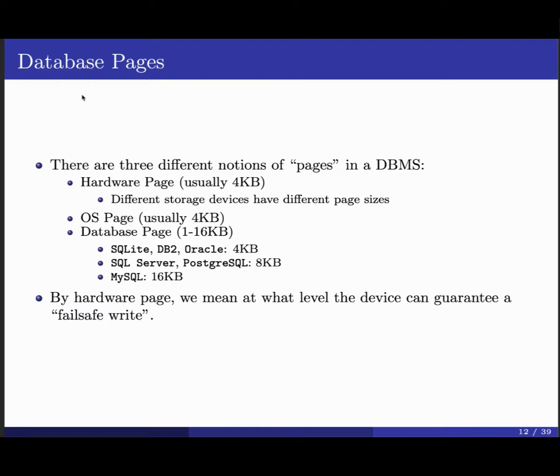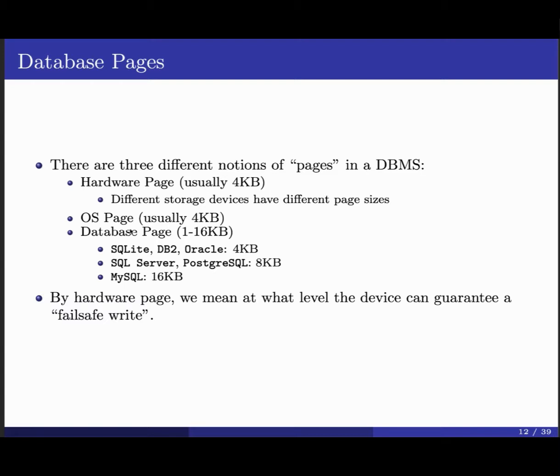We talked about the disk and how data can be stored in the disk. We assumed that the smallest unit from which we can retrieve data was the sector, but a sector is small. That's why we introduce what is called the page or the block. This is the hardware page, at a higher level, and its size is 4 kilobytes.